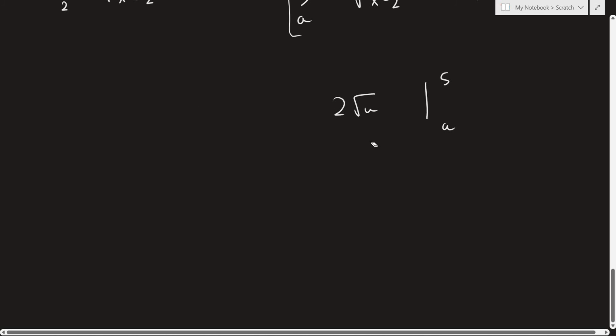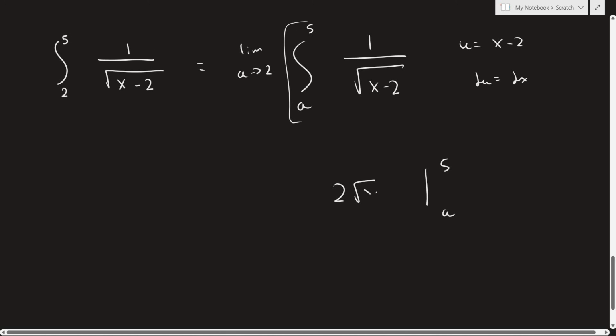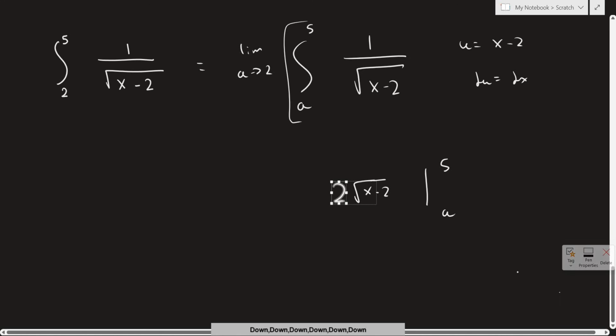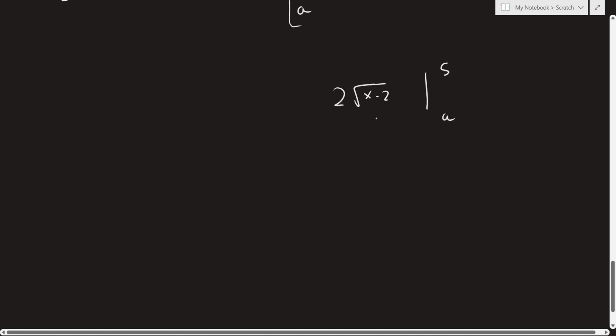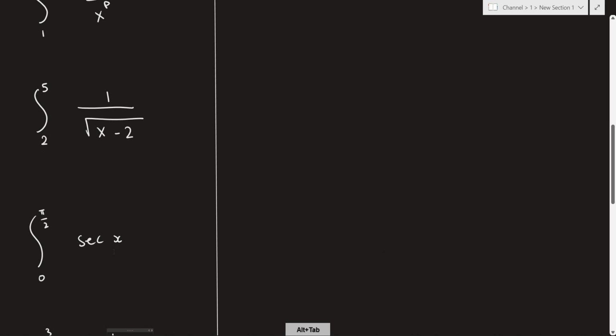All right. Don't forget to change u to what it was. So u is x minus 2. Great. So when we have x, now we replace. So 2 radical x minus 2. So first 5. This will give us 2 radical 3. Minus a, where a is 2. So 2 minus 2 is 0, 0 times 2 is 0. So the answer is 2 radical 3, which is convergent. Next question.